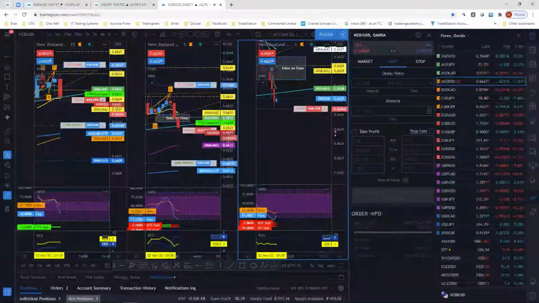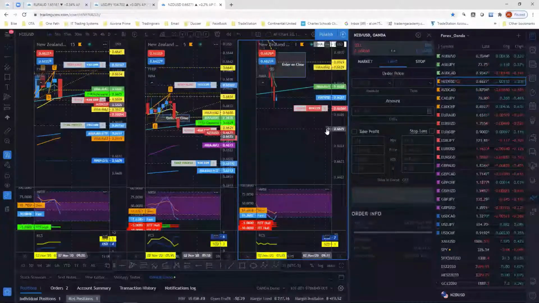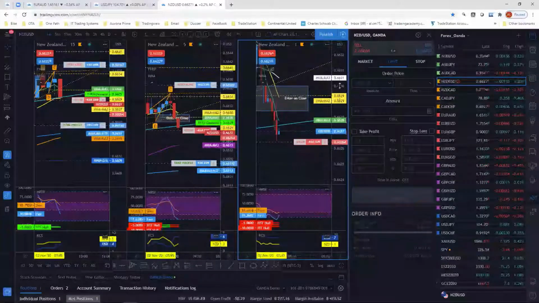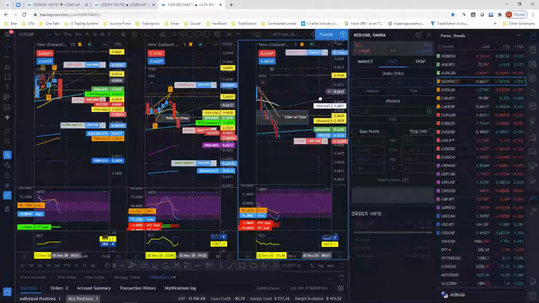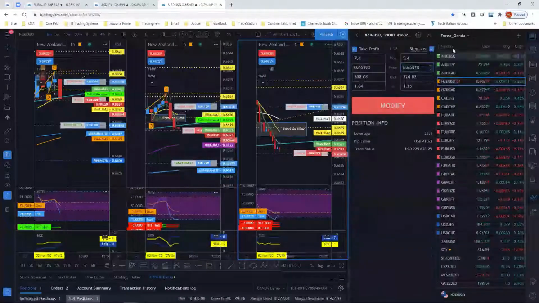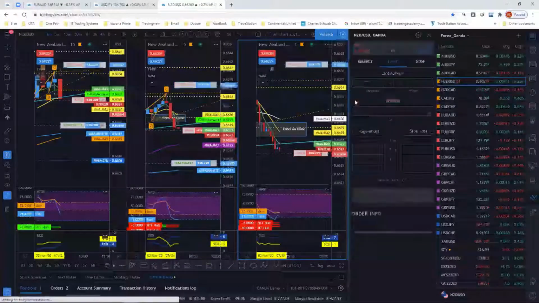Just tighten that up a little bit. Now we're in the trade. And my stop's going to be up here. I'll give it about a 5 pip stop, should work.